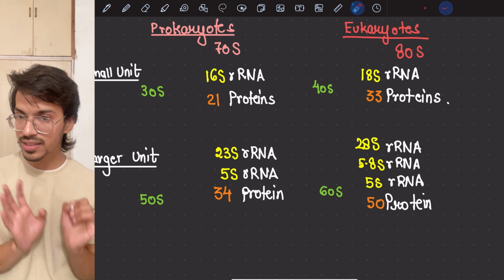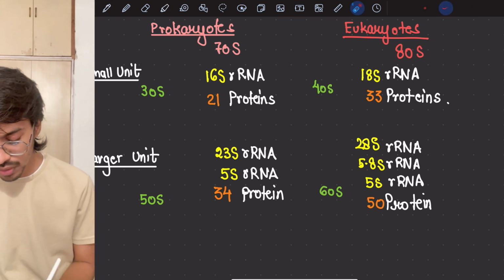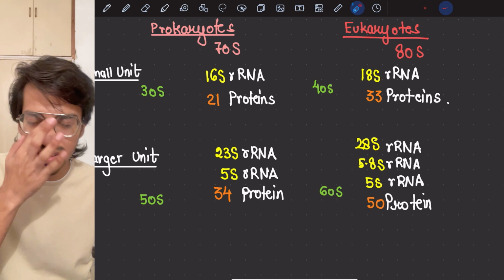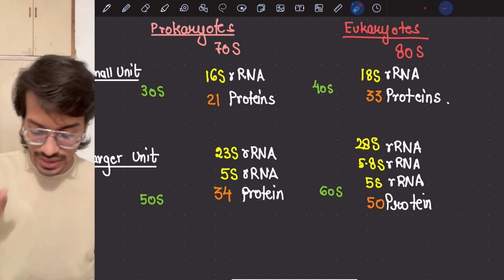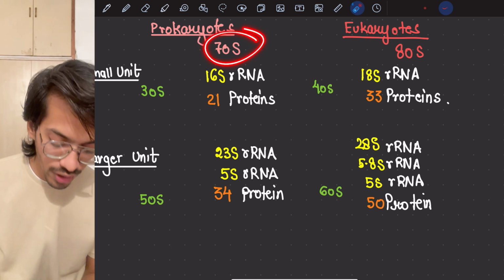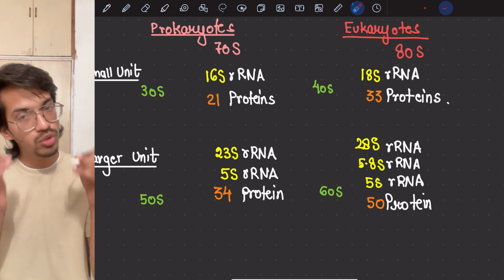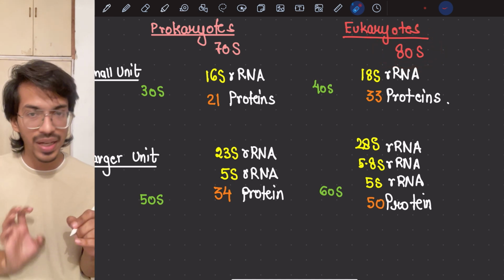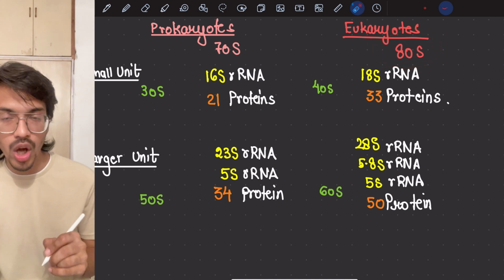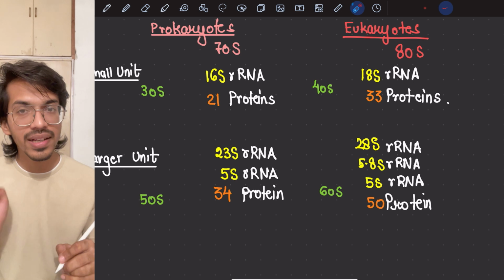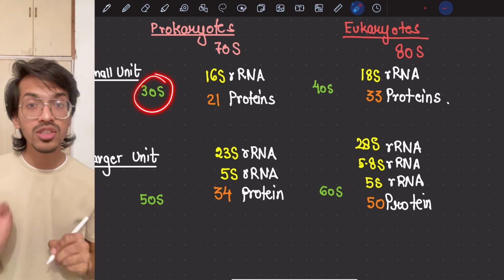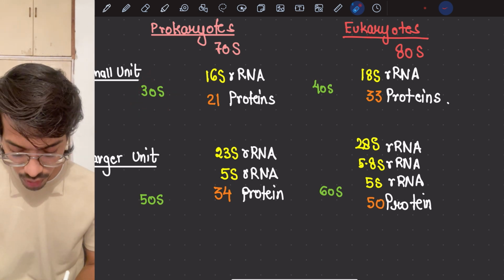Now let's see the trick for it. If you write like this, it's very easy. First you have to remember, if you have done NCERT, you know that prokaryotes have 70S and eukaryotes have 80S. They have a smaller unit and also a larger unit. The smaller unit of the prokaryote is 30S, whereas the smaller unit of the eukaryote is 40S.